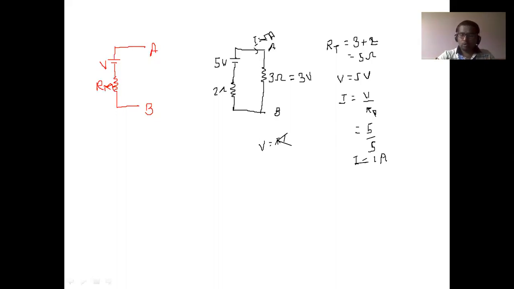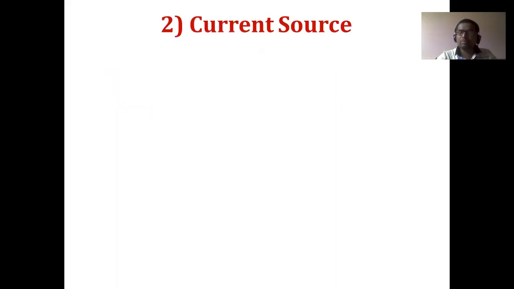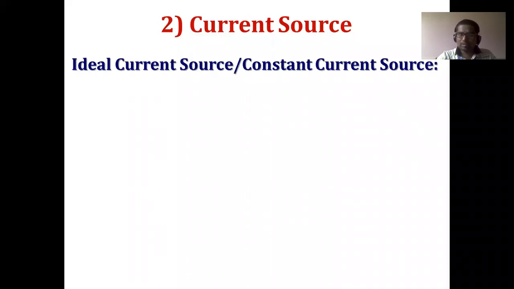Okay. So let's go to the next concept, which is nothing but the current source. This is the second type of energy source. As you know, this current source also has two types. One is an ideal current source and another one is a real current source.